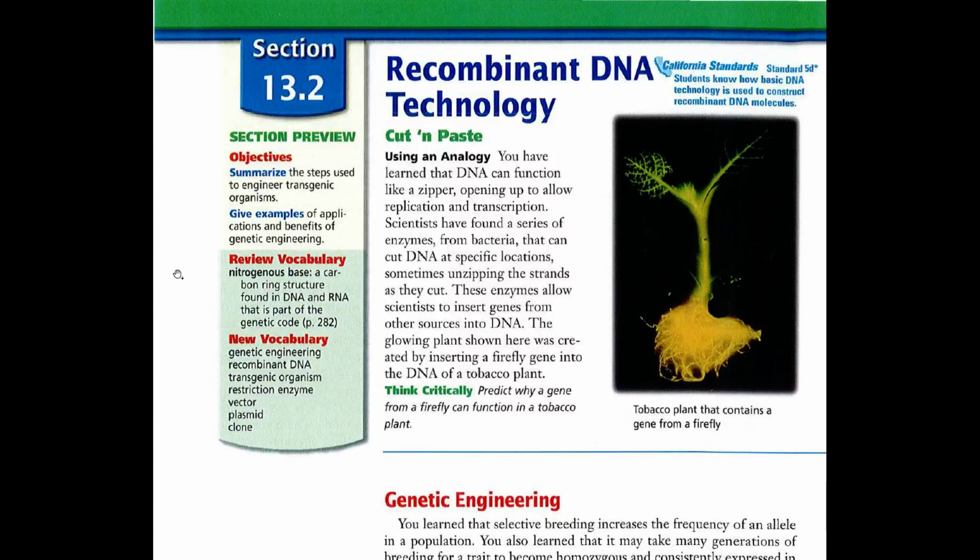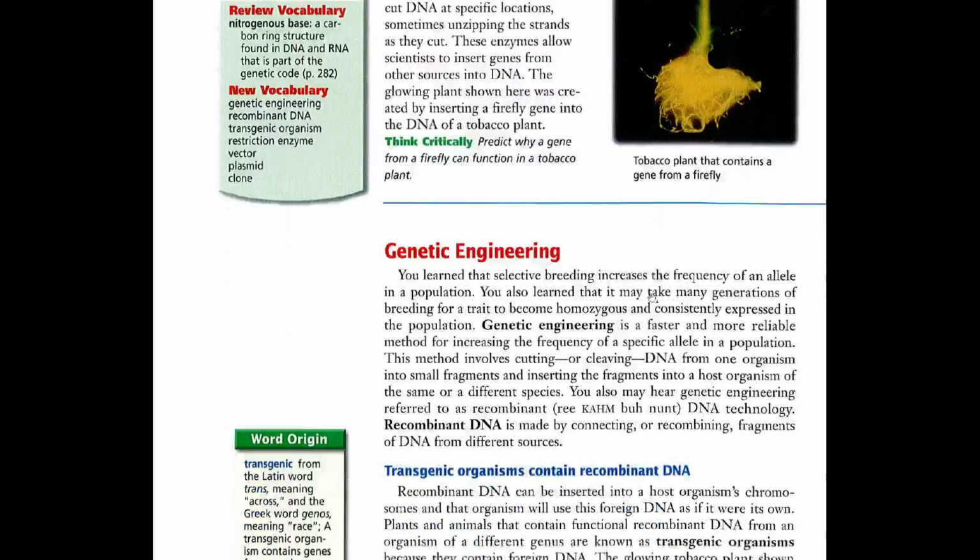So we're talking about genetic technology, and 13.2 is titled Recombinant DNA Technology. So here we have a tobacco plant that contains a gene from a firefly. It is glow in the dark. We literally took genes, DNA out of the firefly and put them into a tobacco plant. And now it can glow. It'll still be a tobacco plant. It'll still do its own thing. But it'll also glow in the dark, which is kind of crazy. So we're going to learn how we do that.